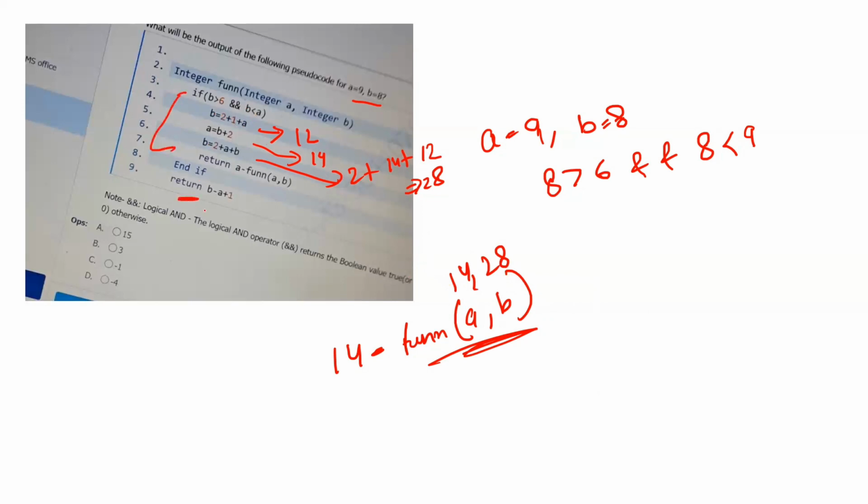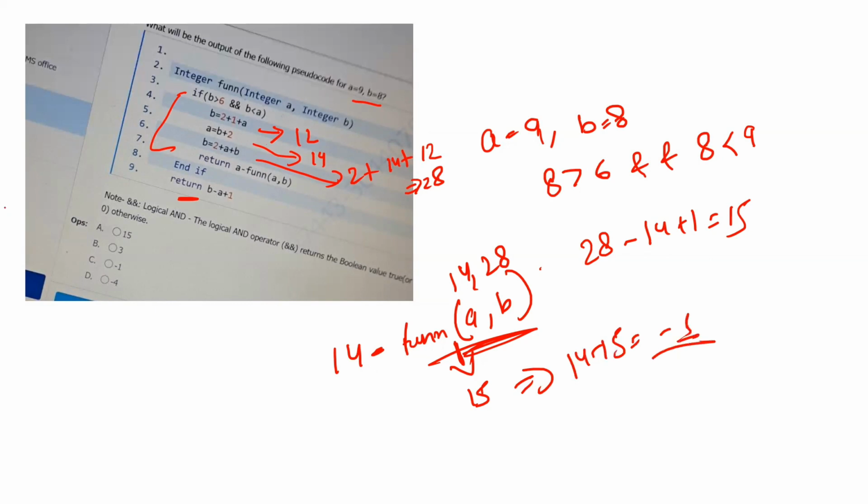So here we have this return statement, that is B minus A plus 1. B is 28, minus A which is 14, plus 1. So we'll be getting 15 from here. So this function call is giving us 15. So at the end, what will be our answer? 14 minus 15, that is minus 1, right? So option C will be the correct answer for this particular question. I hope you are clear, right?